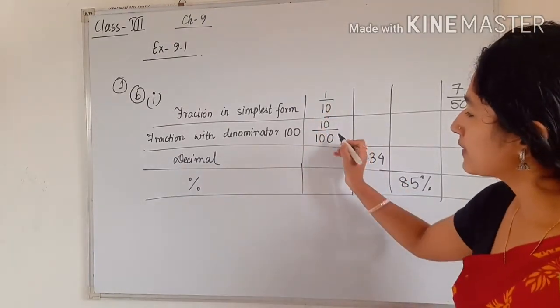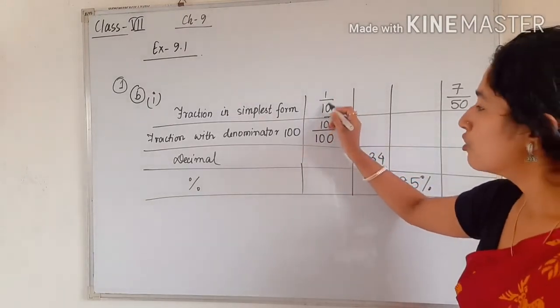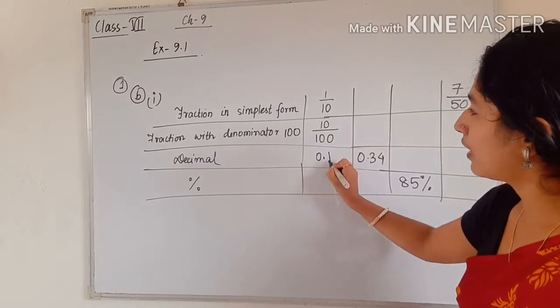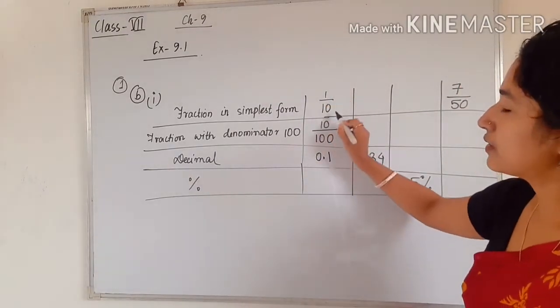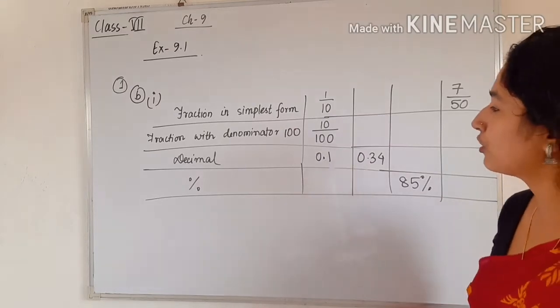And decimal we can easily write using this one, or you can use this one because the denominator is 10. So this will be 0.1. Okay, you can use this one. This is simple here. The denominator is 10. So in decimal it will be 0.1.